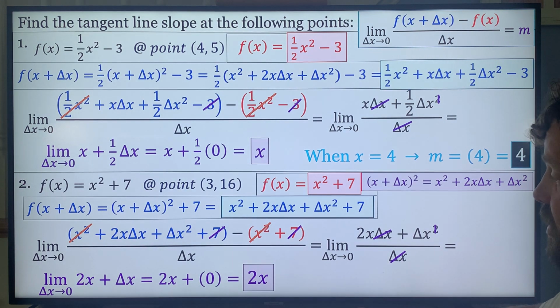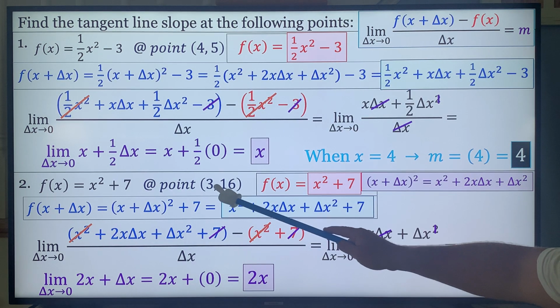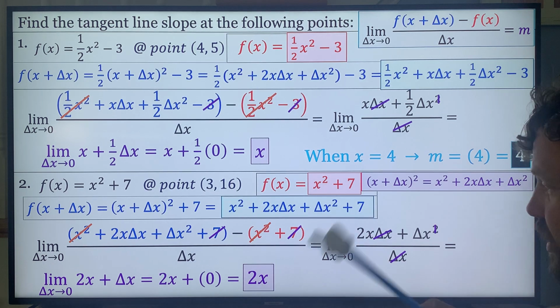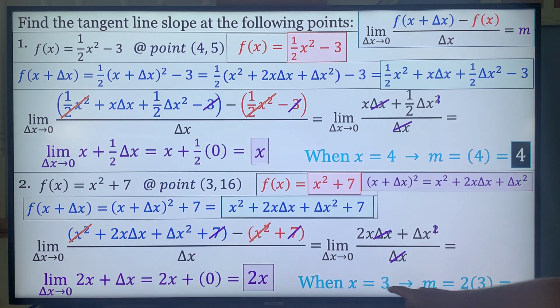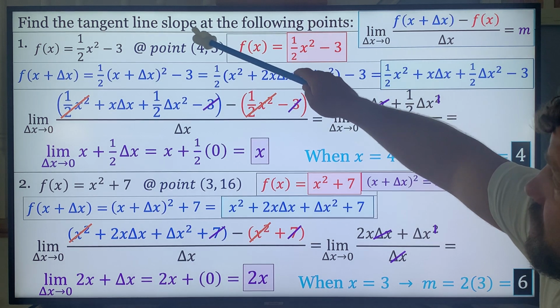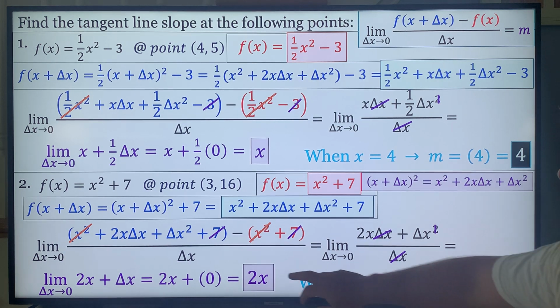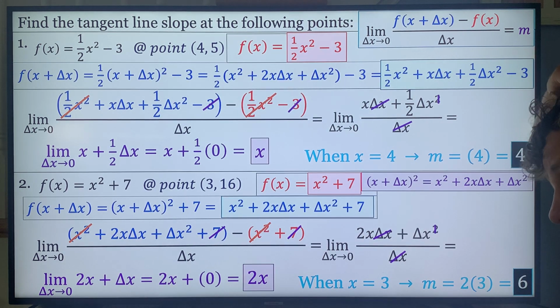Now, here's the key here. Once again, we're going to plug in our x. Our x here is 3. Okay, so when x is 3, it's going to be 2 times 3, so your answer would be 6. Okay, so that's your actual tangent line slope. This is your tangent line. You get half credit for each part.